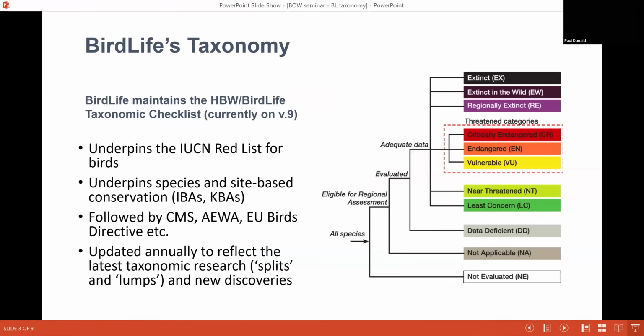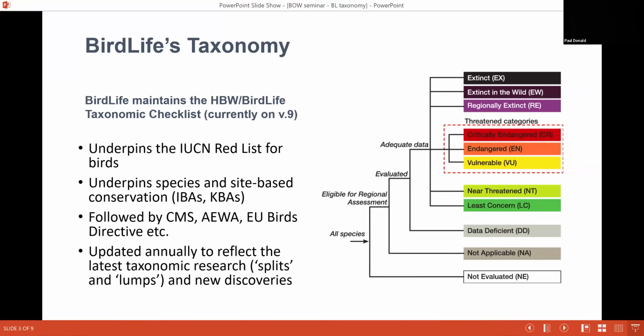And we have, until recently, as both Pam and Marshall mentioned, maintained our own independent taxonomy based upon the Handbook of the Birds of the World series, but then updated and with various other tweaks, which I'll talk about in a minute. We're currently on working version 9. And the BirdLife taxonomy is the one that underpins the IUCN Red List for birds. So BirdLife is the IUCN Red List authority for birds.